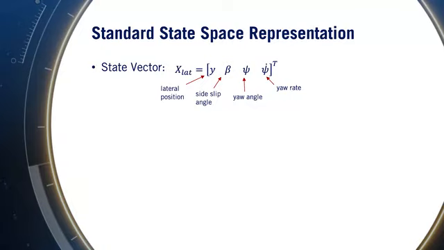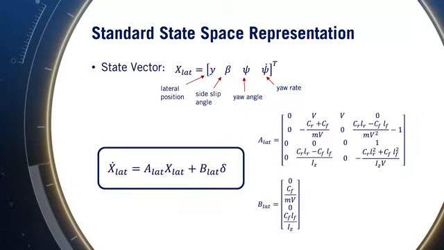We can define a state vector, x_lat, that includes the lateral position, y, the slip angle, beta, the yaw angle, psi, and the yaw rate, psi dot. The system can now be expressed in standard state space form as follows. x dot lat equals A lat times x lat plus B lat times delta. The system dynamics matrices are A lat and B lat, which are time invariant if the forward speed v is kept constant. The main input to the system is the driver's steering angle command delta.